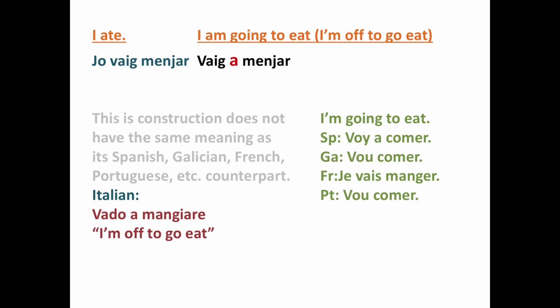In Italian, vado a mangiare would be the same construction as Catalan, and this is how you should see this if you study Italian or if you know Italian. It's the same as Italian, it's not the same as these languages.